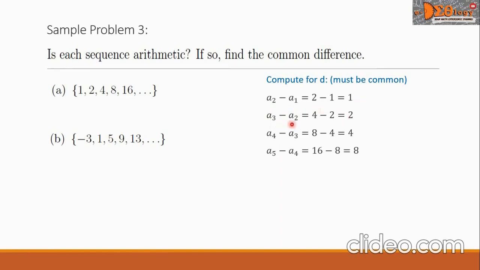A sub 3 minus a sub 2 equals 4 minus 2, and that is equal to 2. A sub 4 minus a sub 3 equals 8 minus 4 equals 4. A sub 5 minus a sub 4 equals 16 minus 8 equals 8. We can see that the difference is not common for any 2 consecutive terms. So we can conclude that the sequence A is not arithmetic. We will write our answer opposite sequence A.